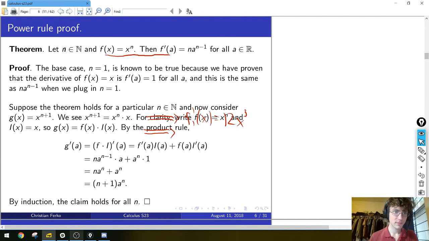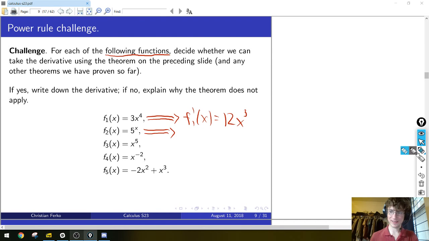Theorem: if n is an integer and the function is x raised to the power of an integer, then we know how to take the derivative. Notice this is x raised to the power of an integer, which is different from an integer raised to the power of x. We don't know that x is an integer, so it doesn't actually work here. We can do x to the 5, that's fine. We don't know how to do 5 to the x. We've only proven it if x is in the base and an integer is in the exponent, not if x is in the exponent.